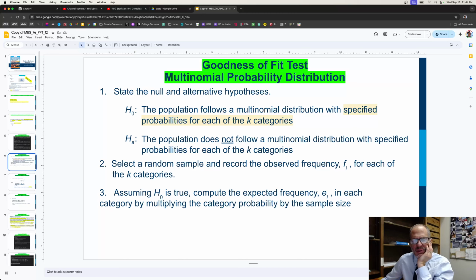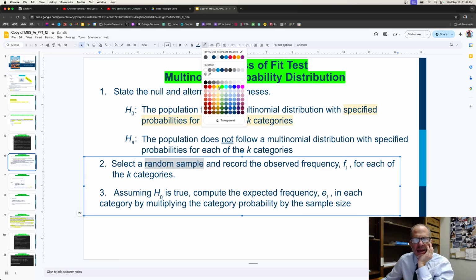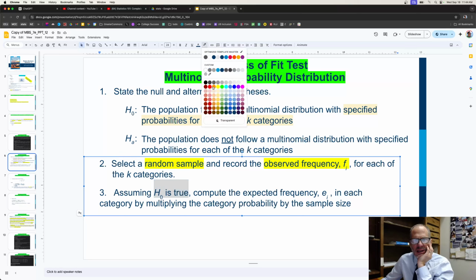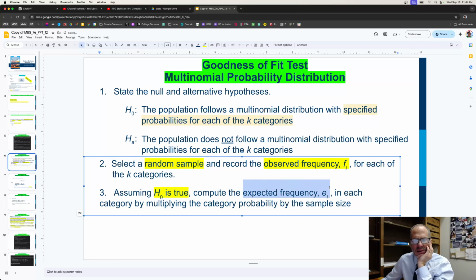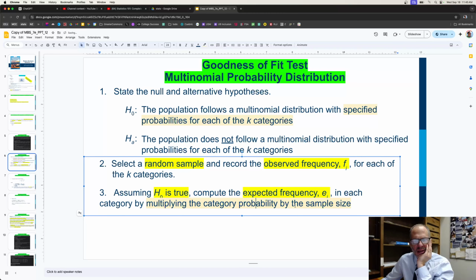Then we select a random sample and record the observed frequency for each of the K categories. So we do a random sample. I'm just going to highlight that. And we record observed frequencies, right, for each of the K categories. So we're actually going to test it with a random sample. And then if the null is true, compute the expected frequency. Okay, so we compute the expected frequency. Here we go, right here. Just highlighting some terms, so starting to get familiar with the terms. In each category, by multiplying the category probability by the sample size. And so expected frequency is the category probability multiplied by the sample size.